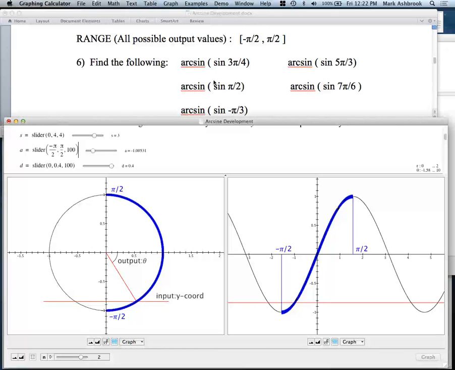What is the sine of 3 pi over 4? Did you retain your unit circle quiz info? Sine of 3 pi over 4.